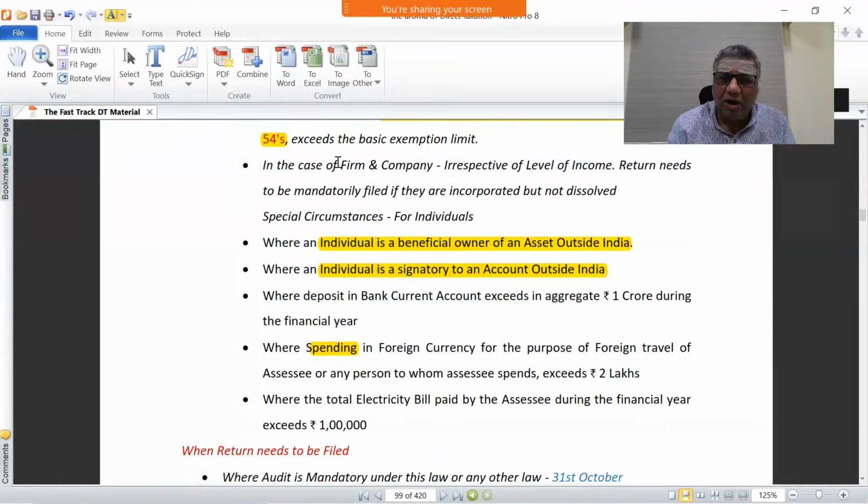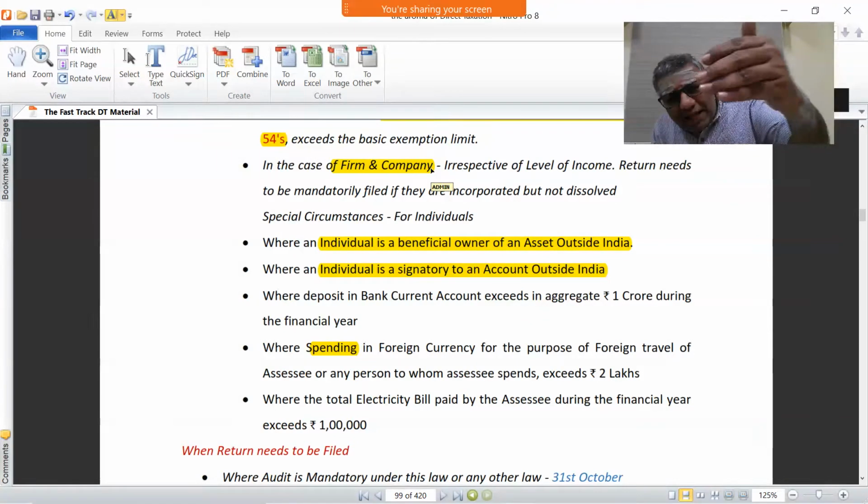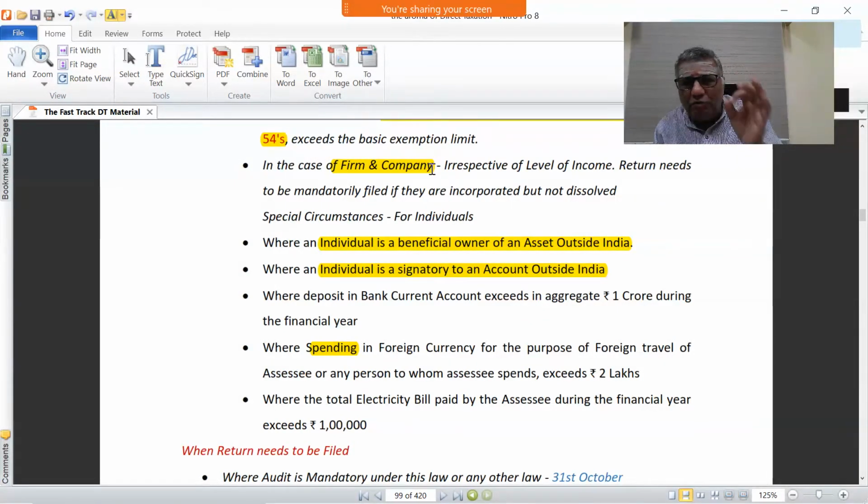In the case of firms and companies, a partnership firm and a company, irrespective of their level of income, they need to file. If you are incorporated but not wound up, you have to file your income tax returns. So, mandatory filing of income tax return: though the heading is mandatory, it is voluntary compliance. You yourself go and file.